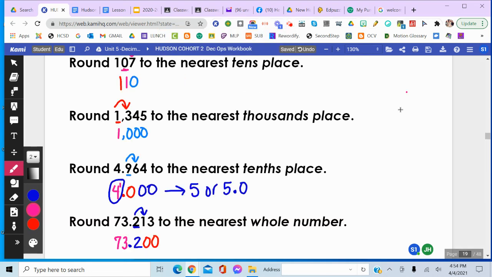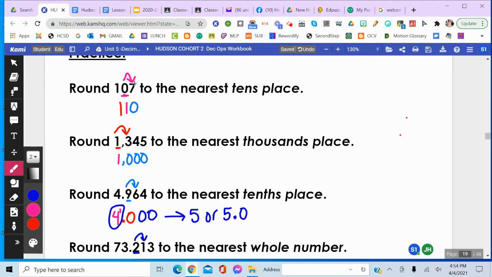All right, how'd you do? So rounding 107 to the nearest tens, 0 is sitting in the tens place. It's going to look next door to that 7. It's going to tell it to bump up to a 1. So the 0 becomes a 1, the 7 becomes a 0, and the 1 stays the same, so 110. Round 1,345 to the nearest thousands place. So 1 is in the thousands. It's going to look to that 3. That 3 tells the 1 to stay the same. Everything else turns to a 0. So 1,000 would be the rounded number.